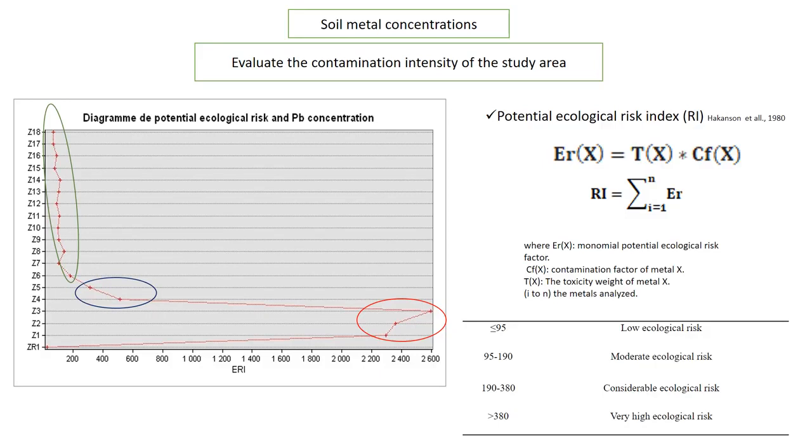also suggested by Hakanson. It is used as a diagnostic tool for the purpose of controlling soil pollution by heavy metals. As you can see in the figure, the station in the red circle presents a very high ecological risk, while the remaining stations present a moderate to considerable ecological risk.